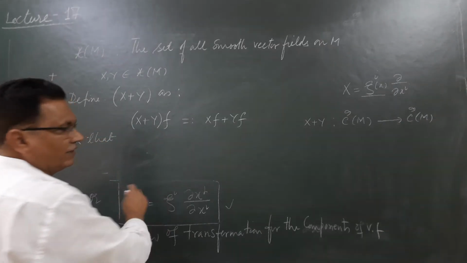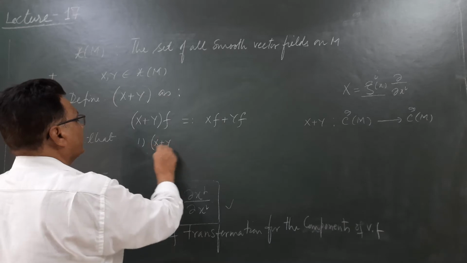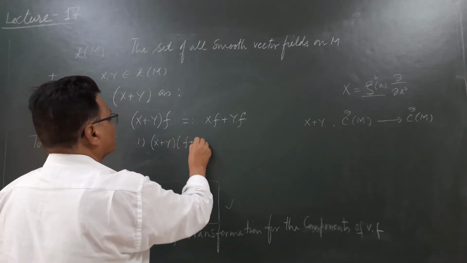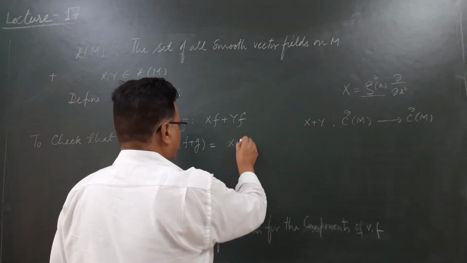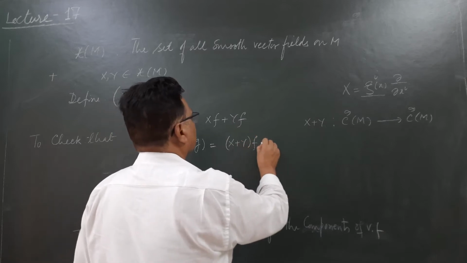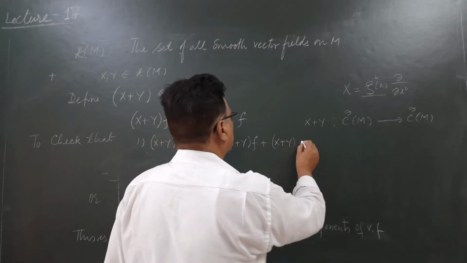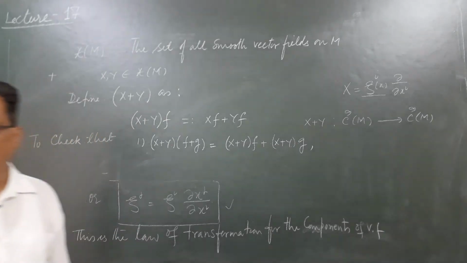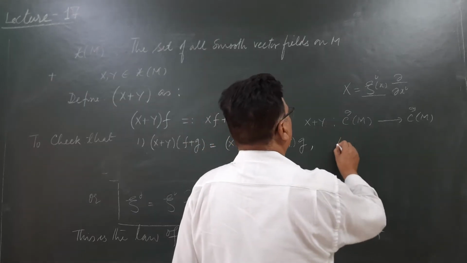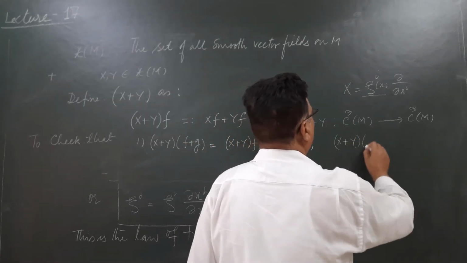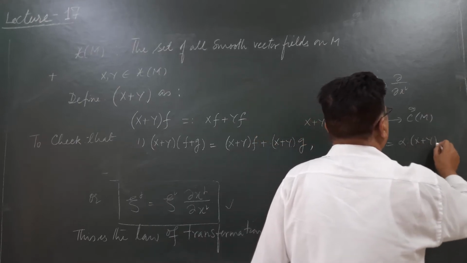that this x plus y satisfies the two properties. Number one, x plus y, when it operates on the sum of two functions, it must satisfy this: x plus y operating on the first plus x plus y operating on the second, ठीक है ना। और ये अभी लीनियरिटी पूरी नहीं हुई। The second thing is x plus y operating on alpha times f must be equal to alpha times x plus y operating on f.